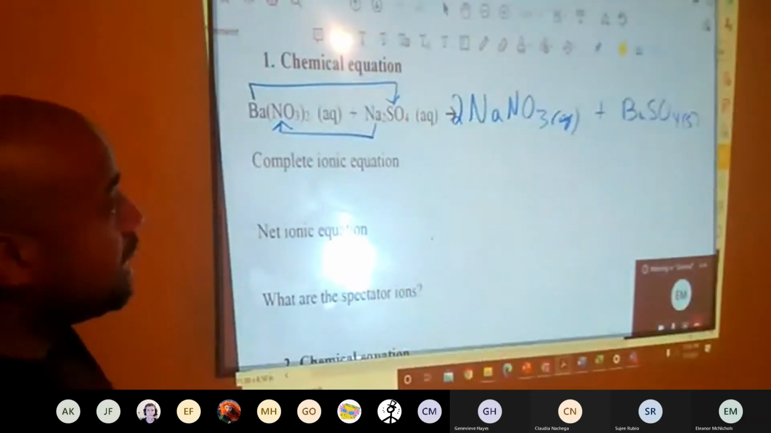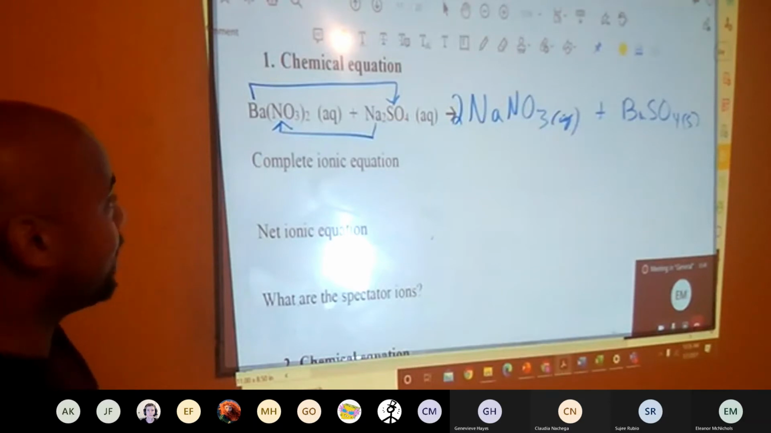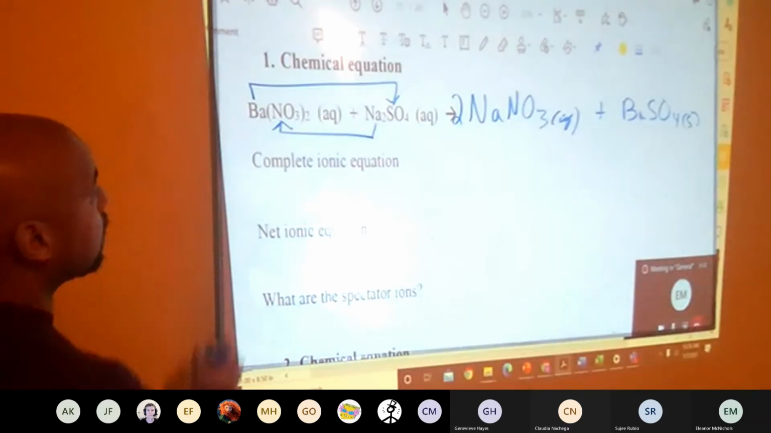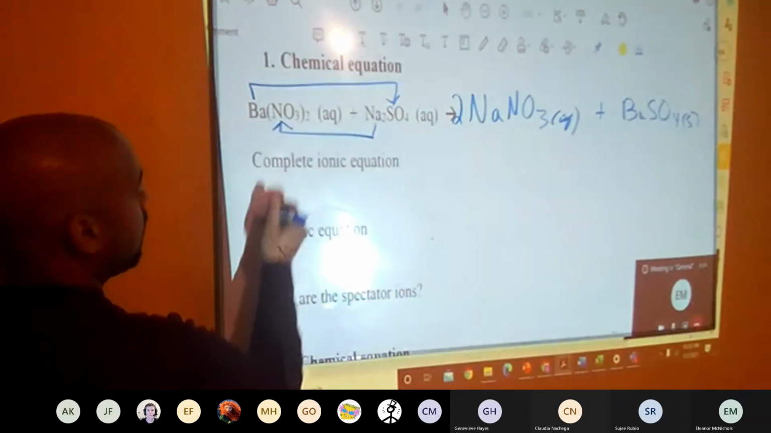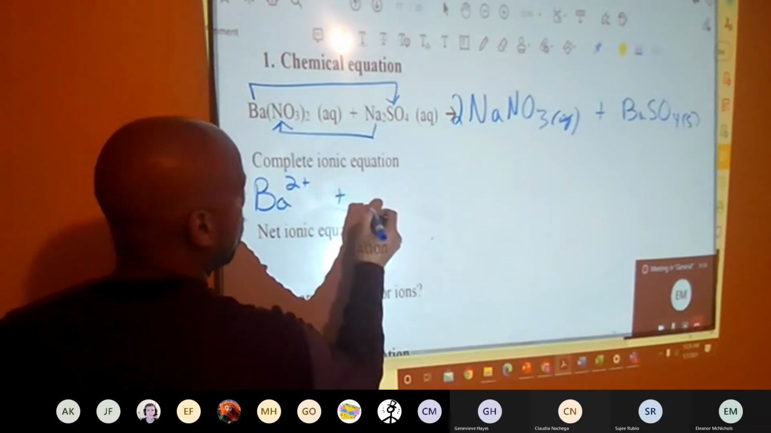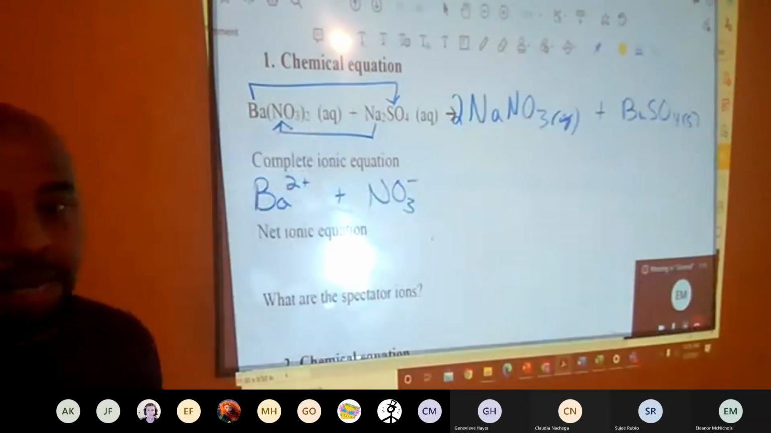So, for the net ionic equation, the only thing I am going to do, literally, is separate and show my ions. So even when I look at this, this is really made up of barium, and it's made up of nitrate. So I even put right here, Ba2+, and it's also made up of NO3-. That's what's inside of that ionic compound.